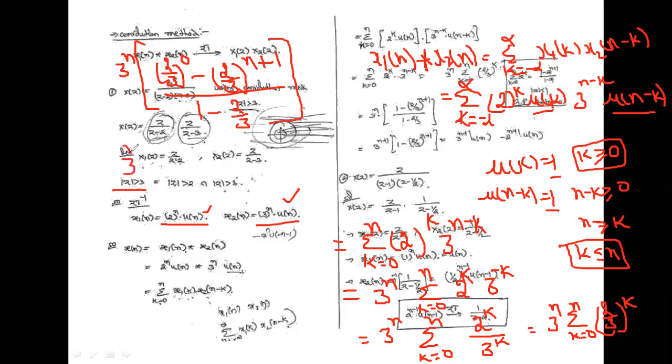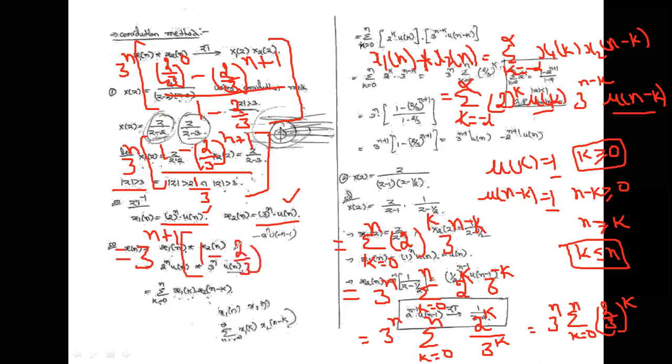What divided, students? 3 power n, anything power 0 is 1, and (2/3) whole power n plus 1, divided by the denominator 3 minus 2. Taking 3 minus 2 is 1, so it becomes 1 by 3, and the numerator 1 by 3 is 3 power 1 only. Finally, you can write this function as 3 power n plus 1 whole multiplied with 1 minus (2/3) whole power n plus 1.